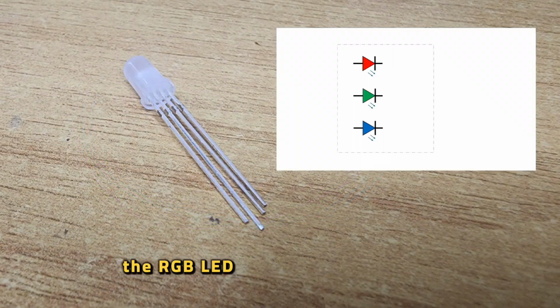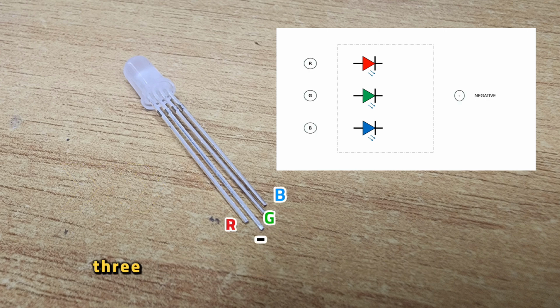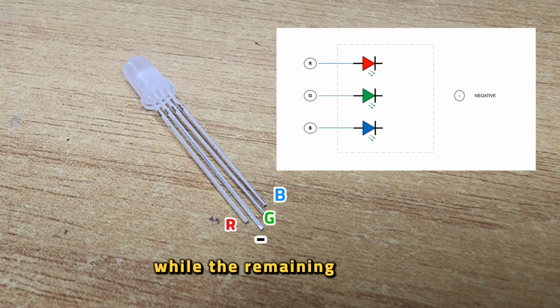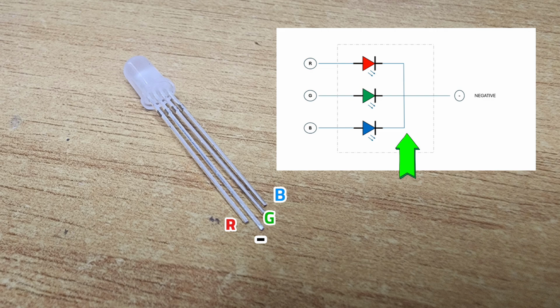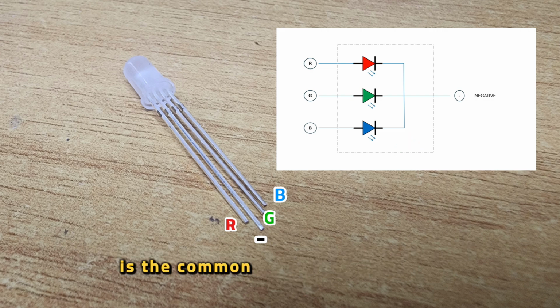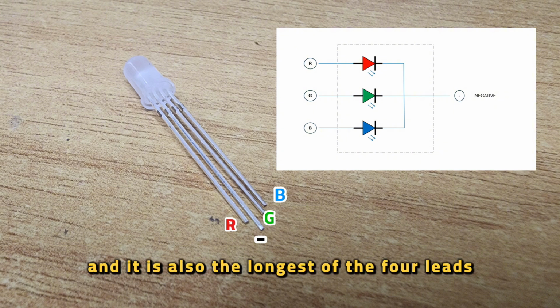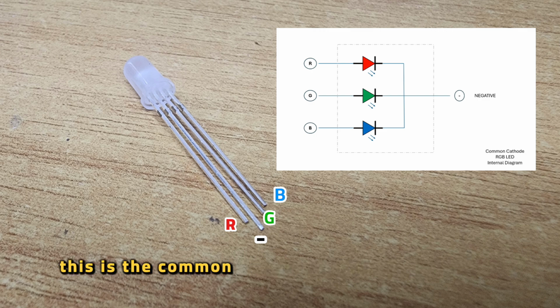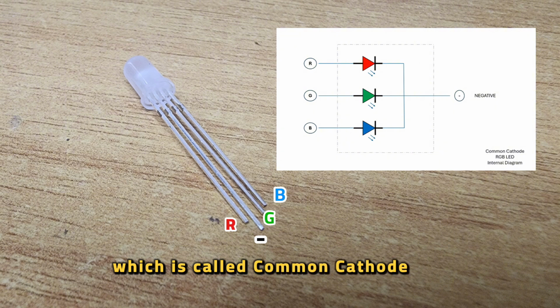The RGB LED consists of 4 pins. Three pins go to the positive connection of each individual LED within the package, while the remaining pin is connected to all 3 negative sides of the LEDs. The second pin from the flat side of the LED package is the common negative connection, and it is also the longest of the 4 pins. This pin must be connected to the ground. This is the common pin configuration of an RGB LED, which is called a common cathode LED.